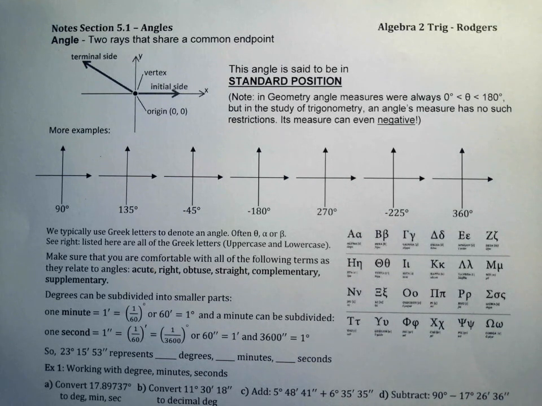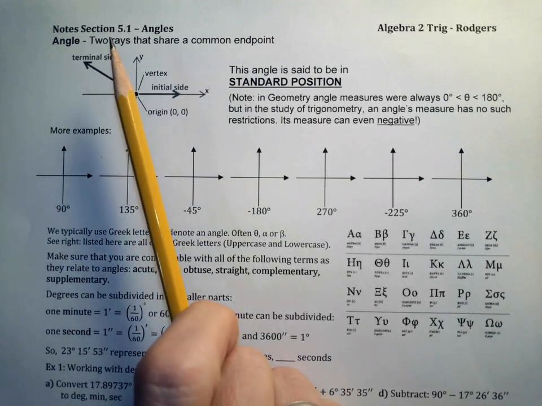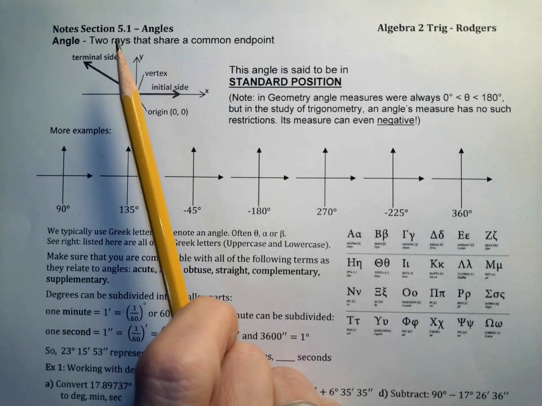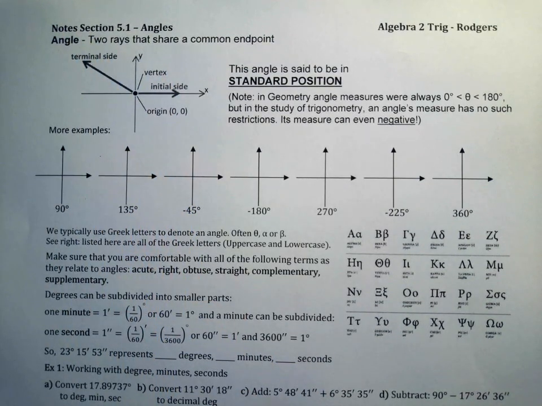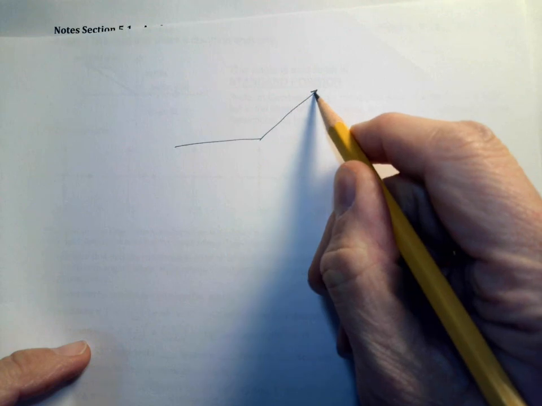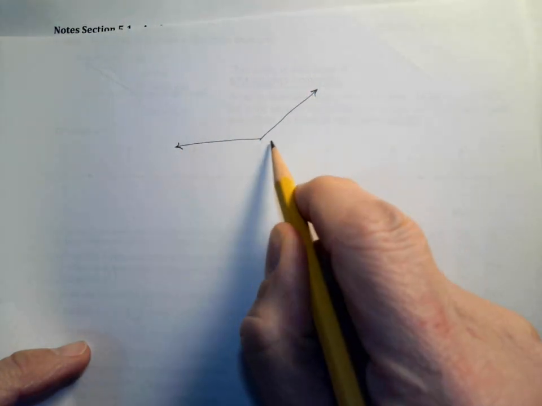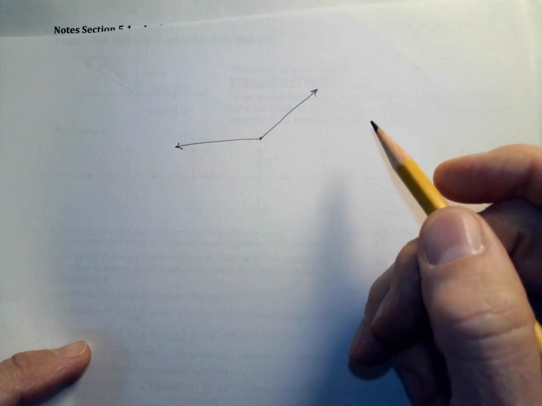Okay, this is the video that goes along with the first section of chapter 5, section 5.1, and we're dealing with angles. So before we even get to these notes, let's talk about angles, like say in geometry. So in geometry, we have two rays with a common vertex, and that would be an angle.